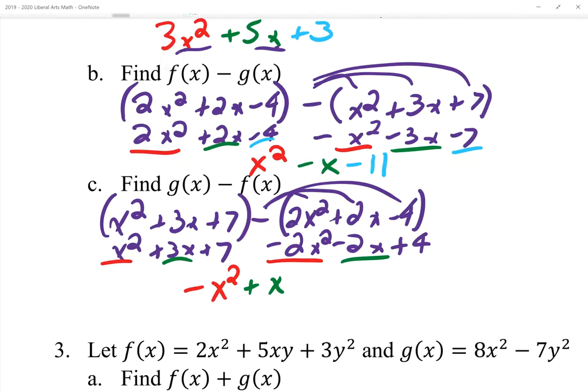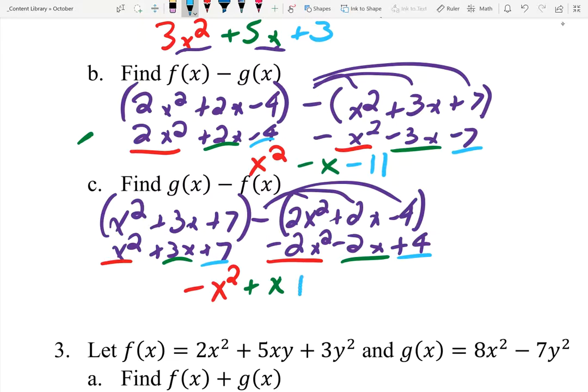And then last but not least, are constants, right? Positive 7, positive 4. Those add up, make positive 11. And if you'll notice, the answer to the one we just got is kind of the opposite of what we had up in part B, right? You had a positive x squared turn to negative x squared, a negative x turned to positive x, and that negative 11 turned into positive 11. That's always going to happen when you just reverse things around like that.